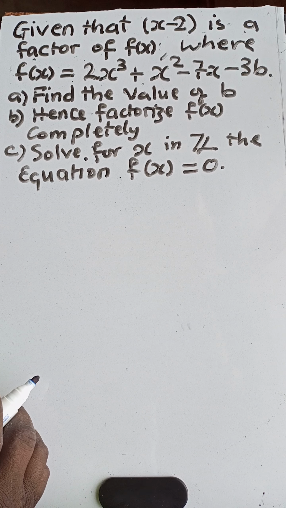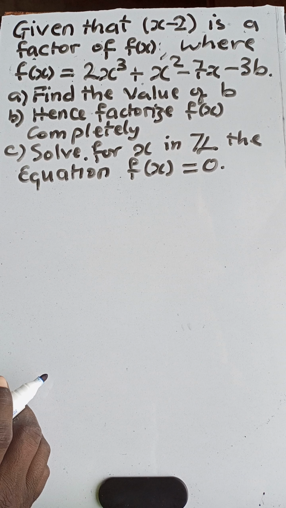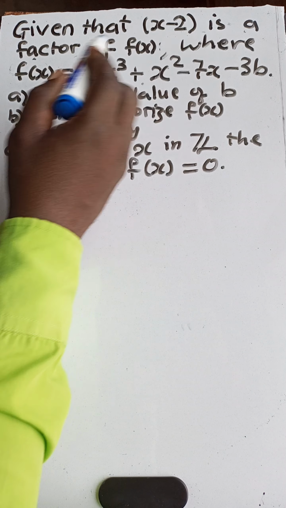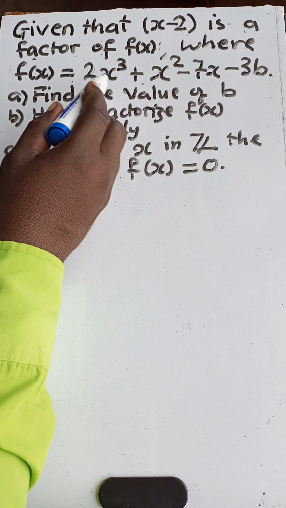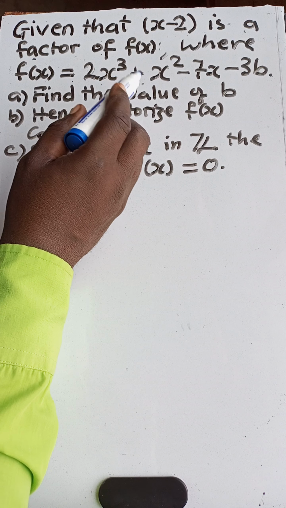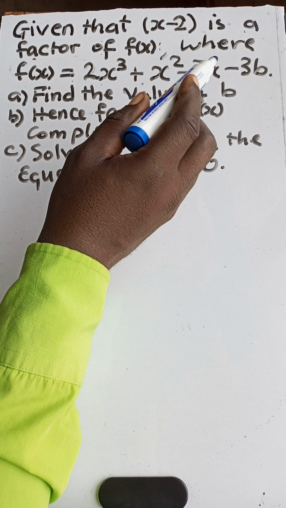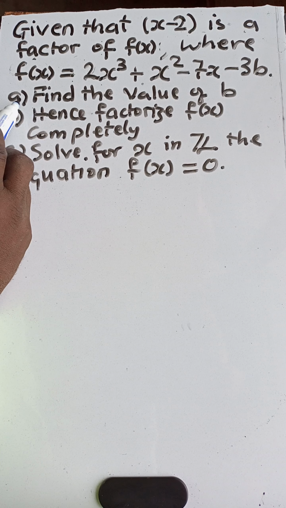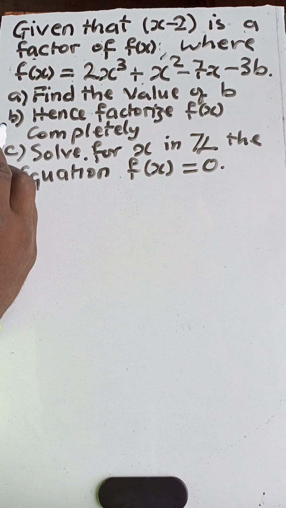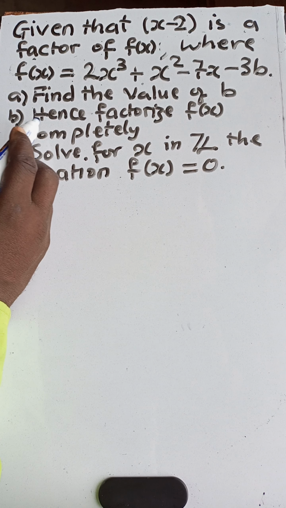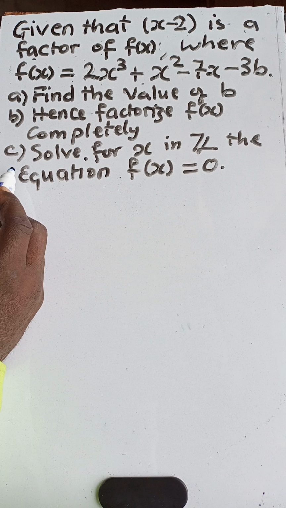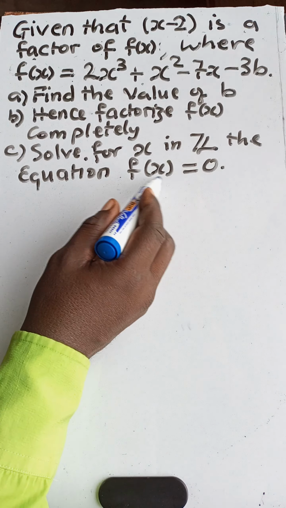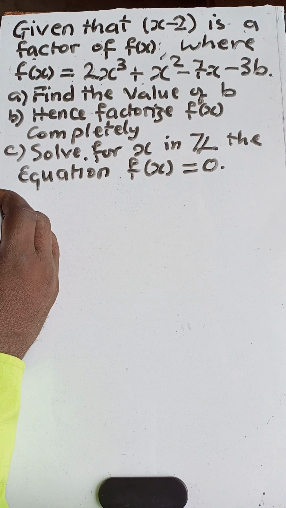Hi everyone, let us now solve this question under polynomial. Given that x minus 2 is a factor of f of x, where f of x is 2x cubed plus x squared minus 7x minus 3b. In question A, we are asked to find the value of b. Then in question B, we are asked to factorize f of x completely. And then the last part is to solve for x, the equation f of x equals 0.